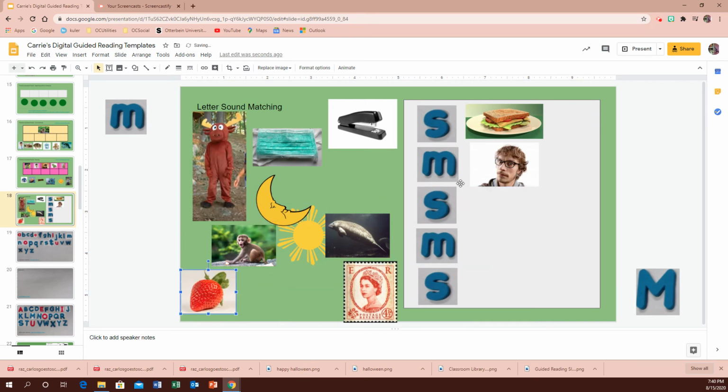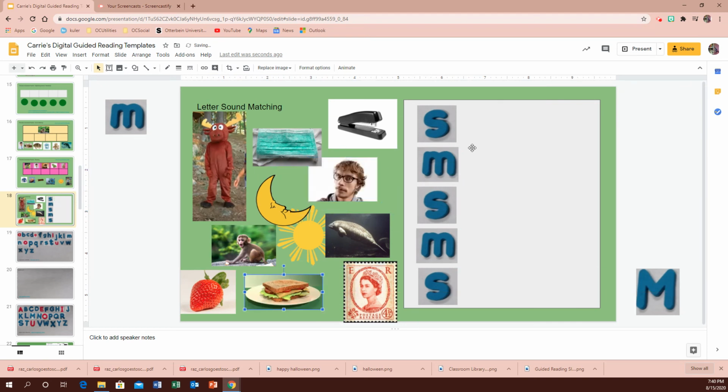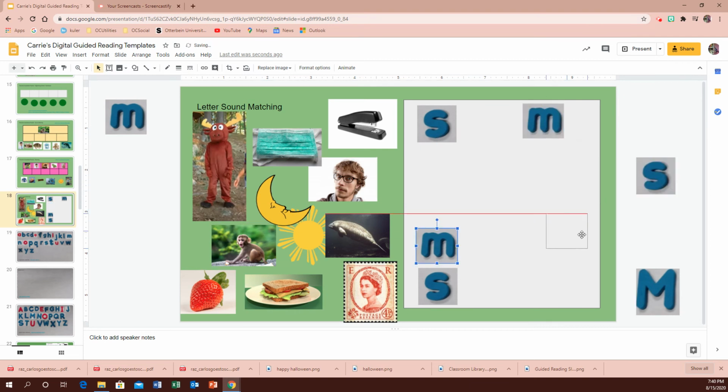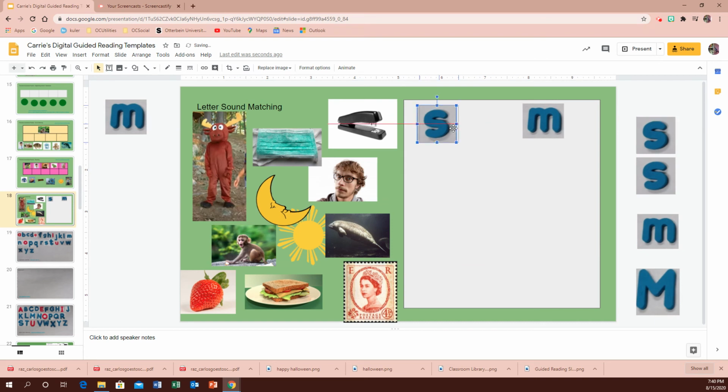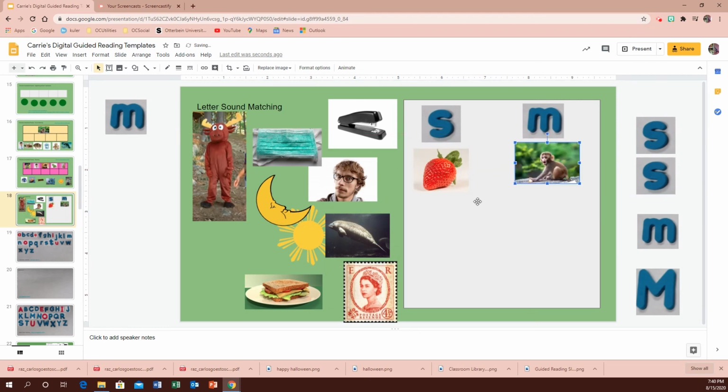And then you could also change this the next day. We still have the same pictures here, but you could make it a 2-column sort, which is a little bit more tricky for students because they're having to think about both of these sounds. And again, say the name of the picture, the first sound is, and sort them underneath here.